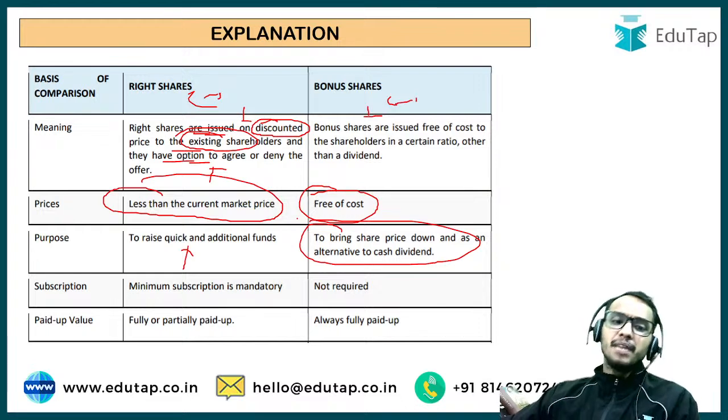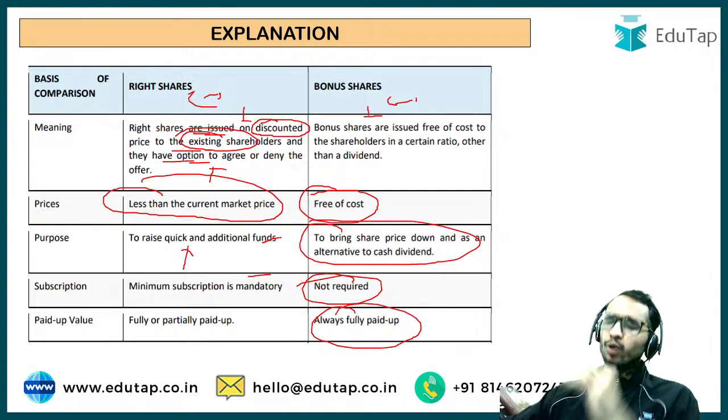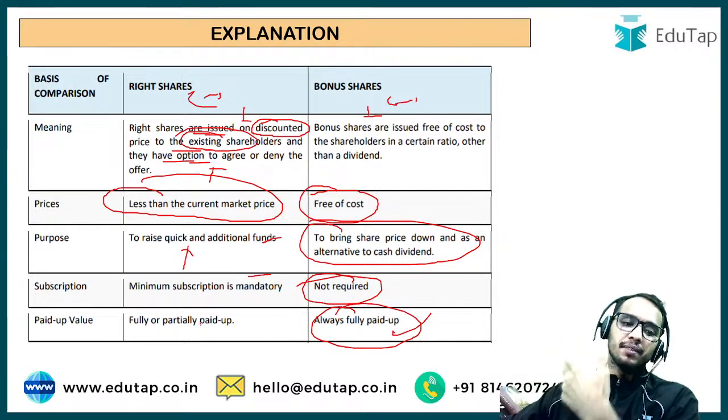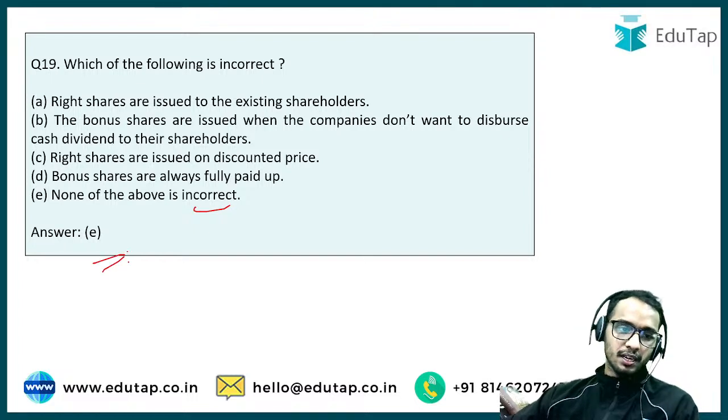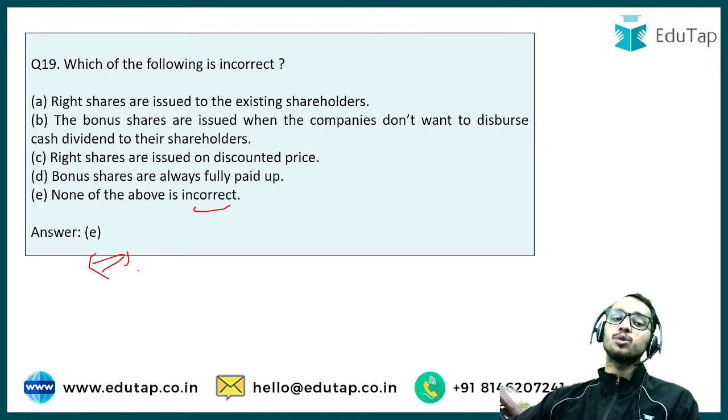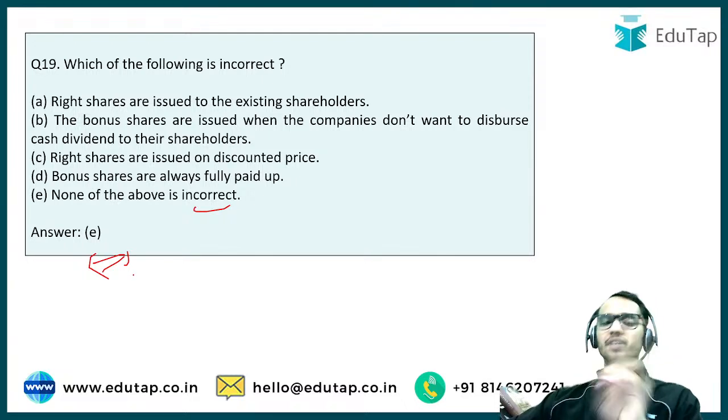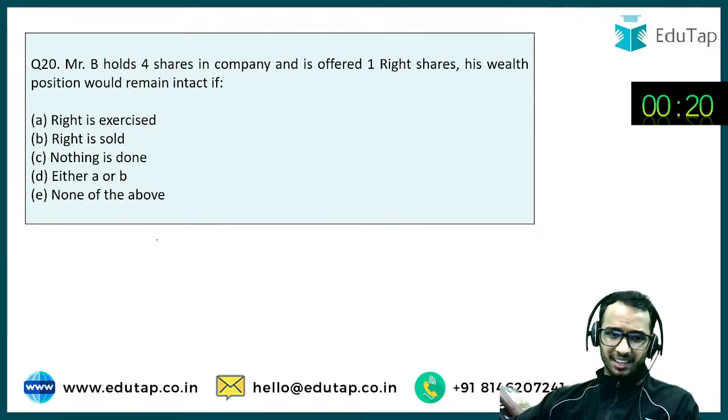Minimum subscription is required in case of right shares, but it is not required in bonus shares. Bonus shares are always fully paid up, while right shares can be partially or fully paid up. Clear? So option number E is the correct answer. You have now understood the basic difference between right shares and bonus shares. Okay, let's move to question number 20.